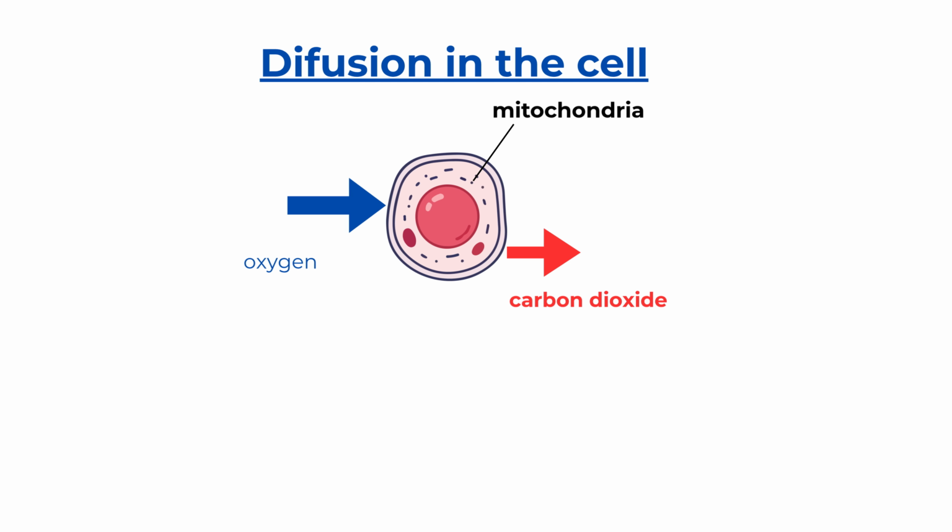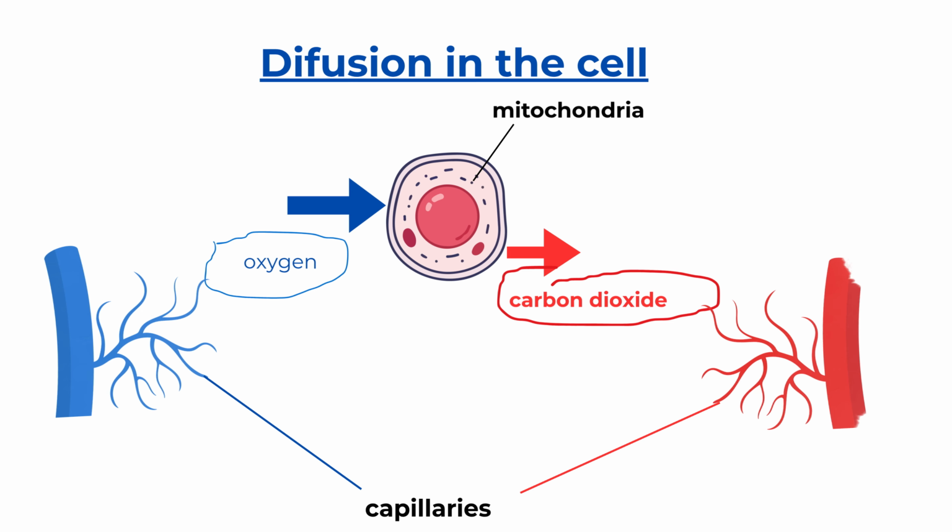Now, the cell has two problems. It needs more oxygen, and it needs to remove waste. This is where blood comes in. Right next to your cells are extremely tiny blood vessels called capillaries. These are so small that red blood cells pass through almost one at a time. Now here's the important part. The walls of capillaries are very thin, just one cell thick. This allows substances to move across easily.